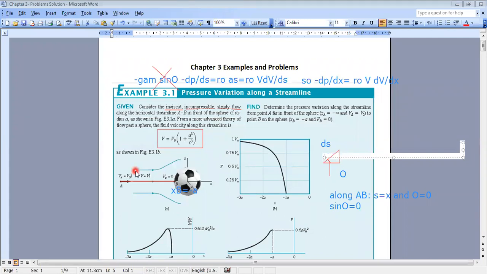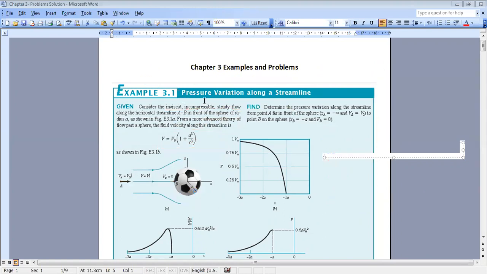Now all we have to do is to replace v by its value. As you can see, v is already a function of x. What I still need to find is dv by dx. This is a simple formula, so we can derive it easily. I am interested in finding dv by dx.